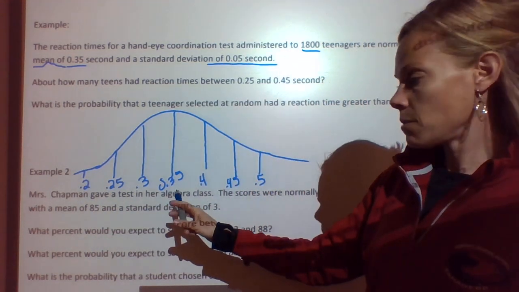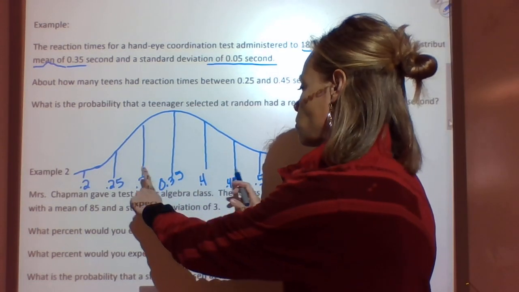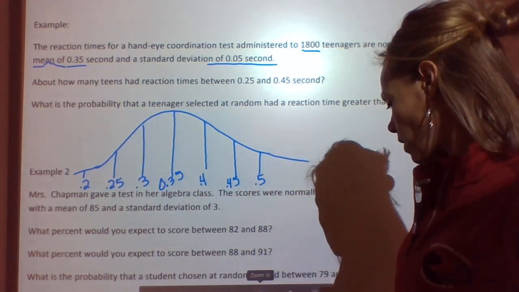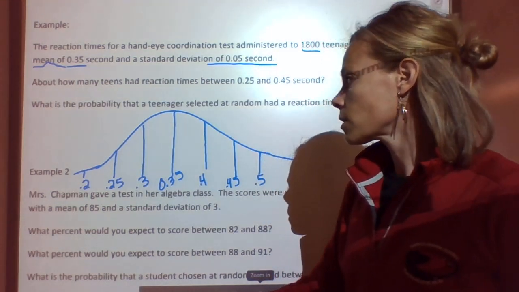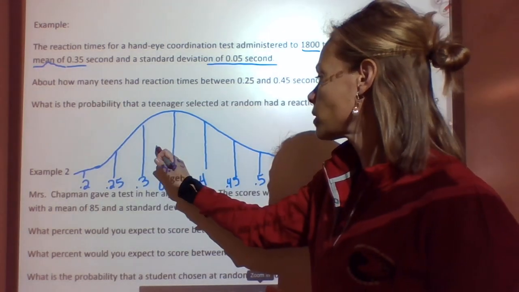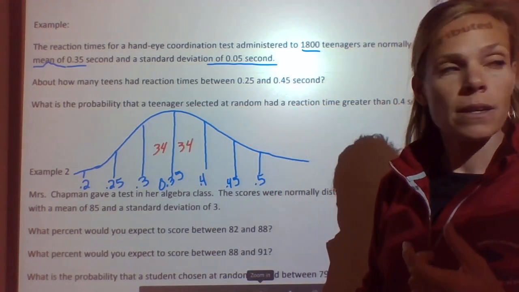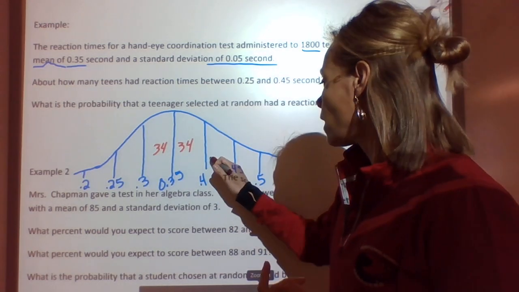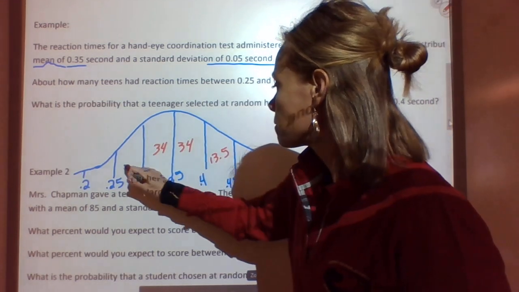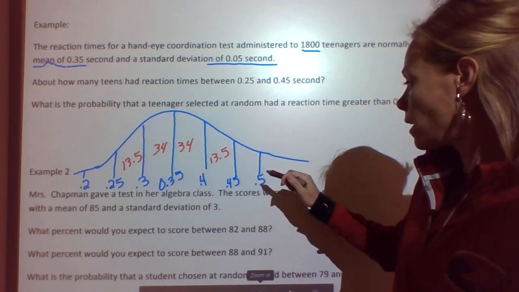Okay, so I have my mean in the middle, and I counted by my standard deviations both left and right. Then what I can do is put in the percents that I just showed you on that normal curve. So I can put in 34, 34, and then the next block was 13.5. And then I had 2.35.